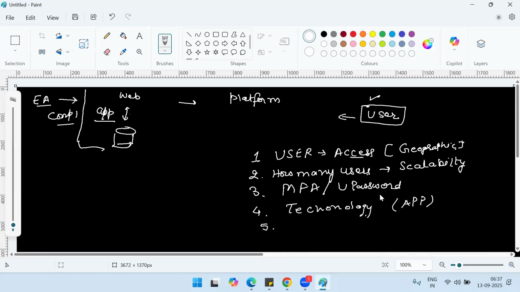Anything else? Yeah, sorry, Amit, go. One would be which other applications this particular application interacts with in the enterprise. Is it a standalone application or is it part of a bigger ecosystem? So you are saying type of app. Okay, good.